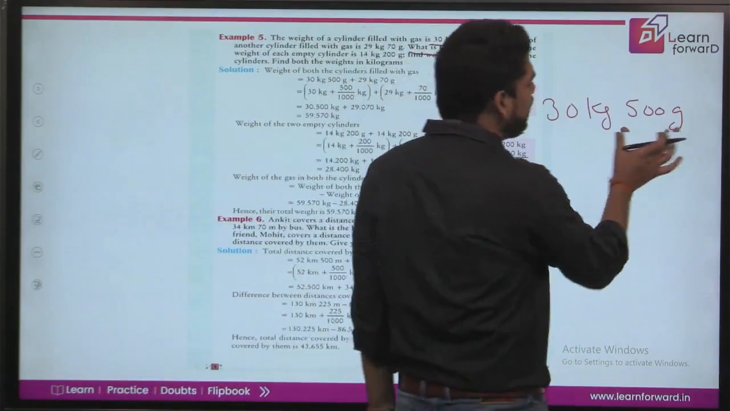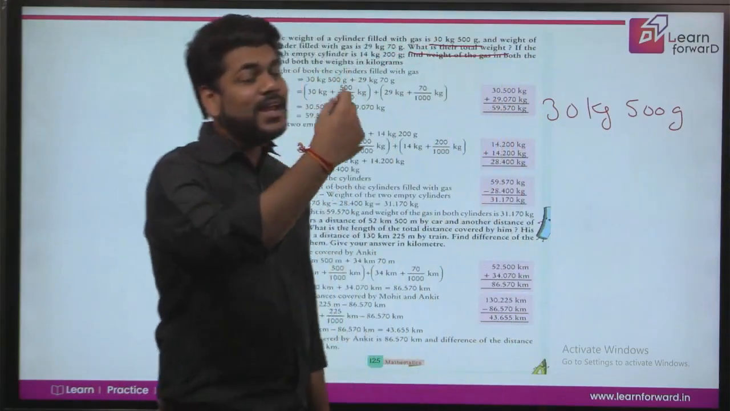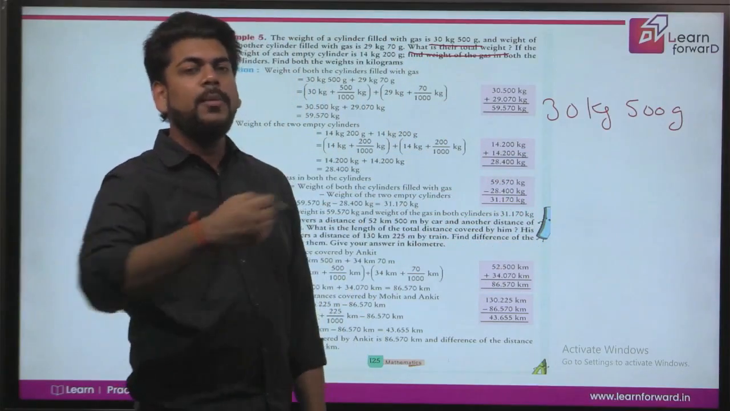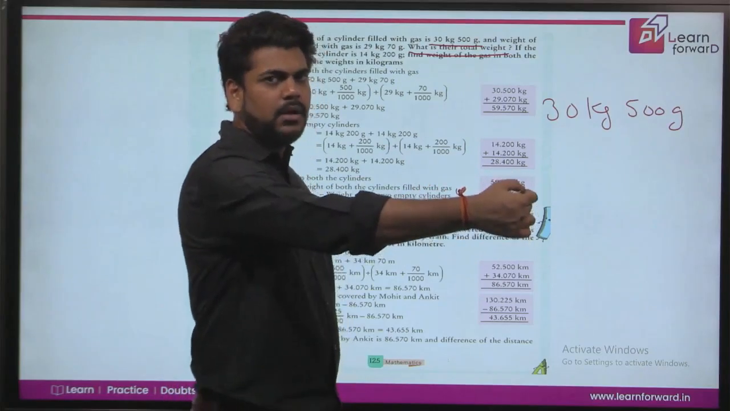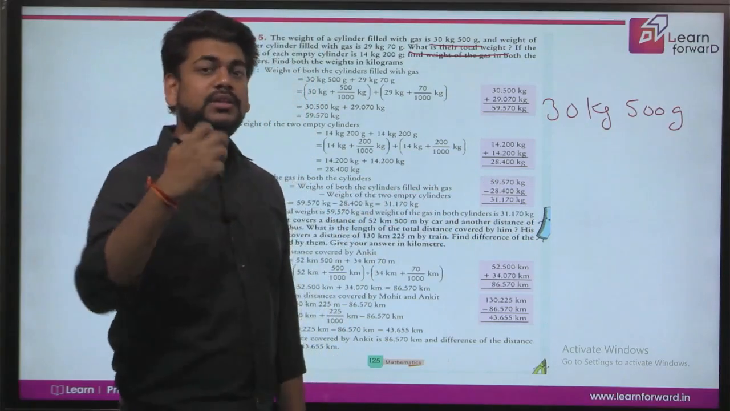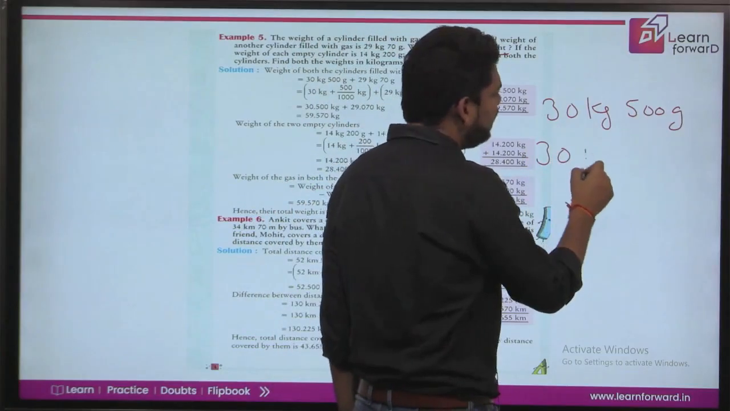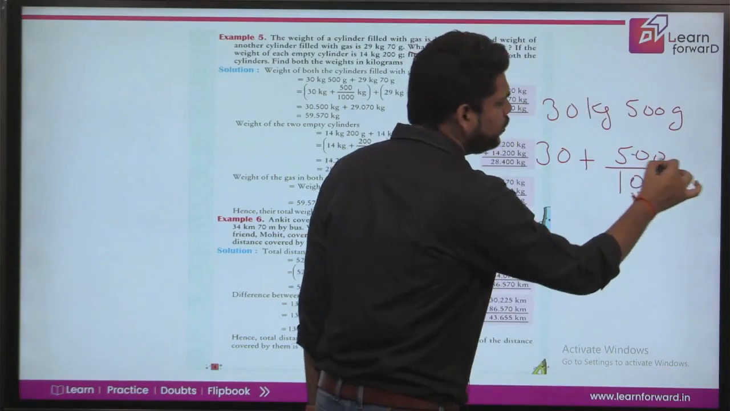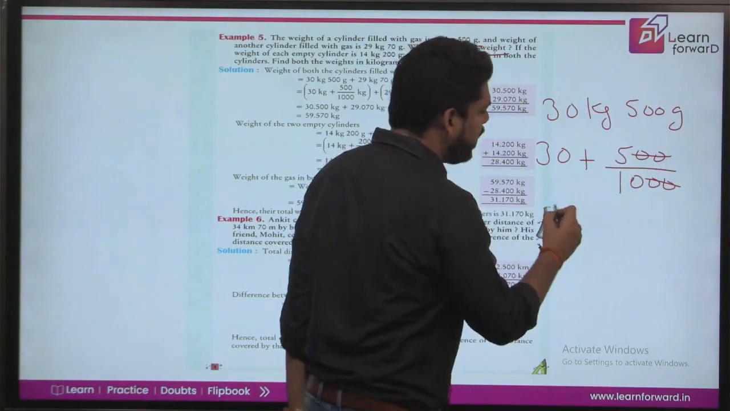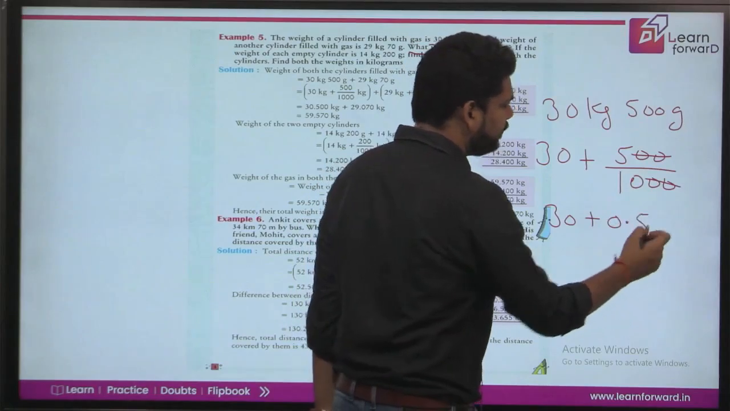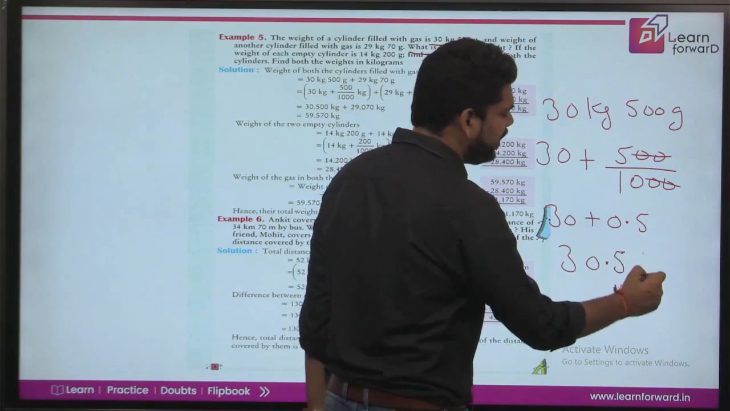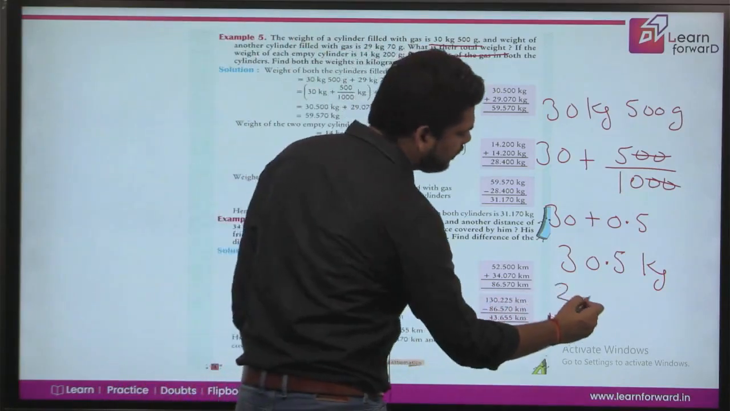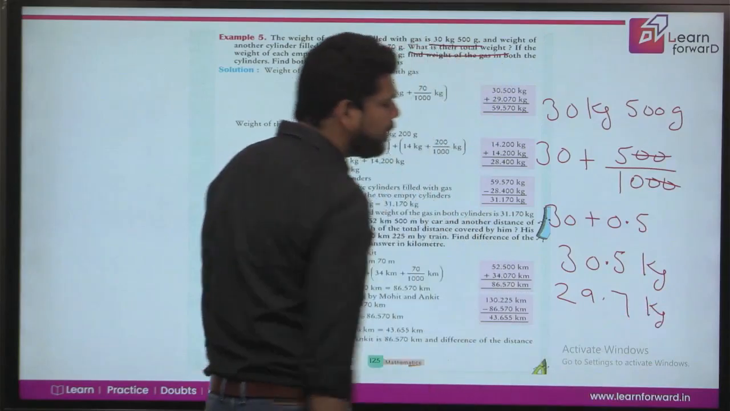So we will convert 500 gram in kg. Now from gram, we want to reach kilo. We are moving left side. How many steps? From gram, deca, hecta, kilo. 3 steps. So we'll divide this 500 by 1000. Fine. 2 zeros cancel. 5 divided by 10, answer is 0.5. Finally, the answer is 30.5 kg. Fine. And the answer of this one will be 29.7 kg. You can solve it by yourself.